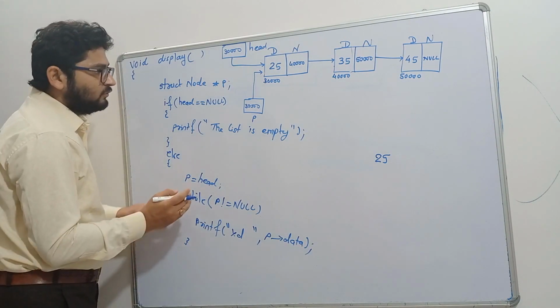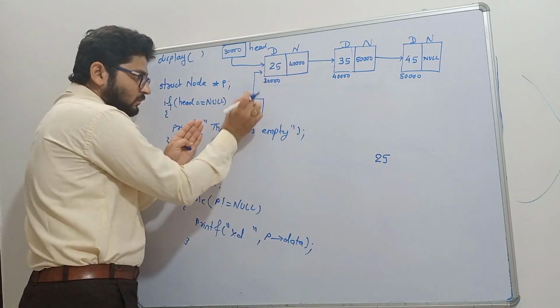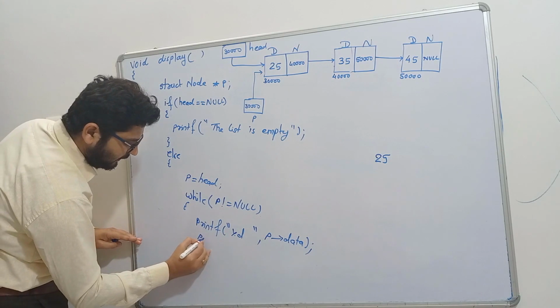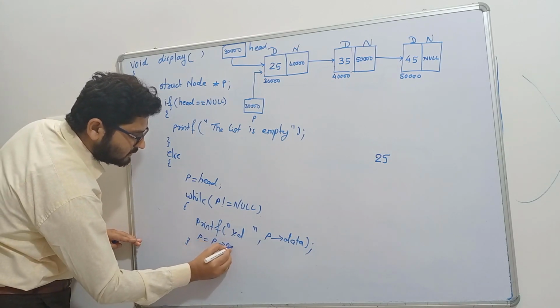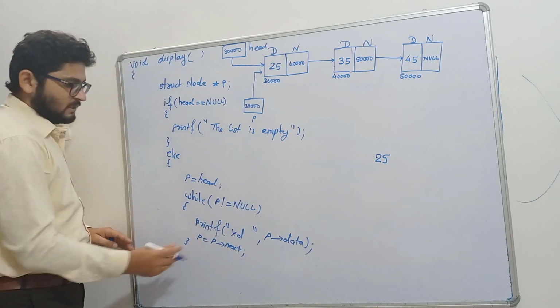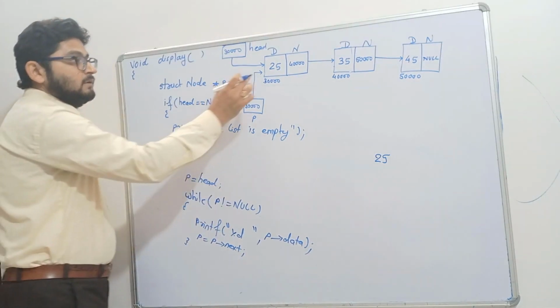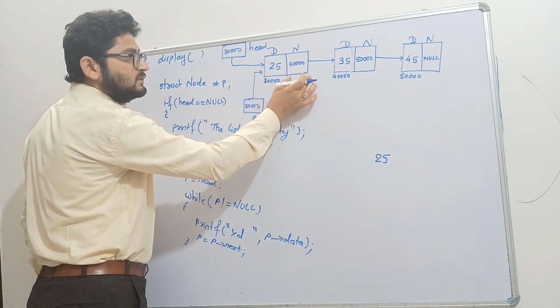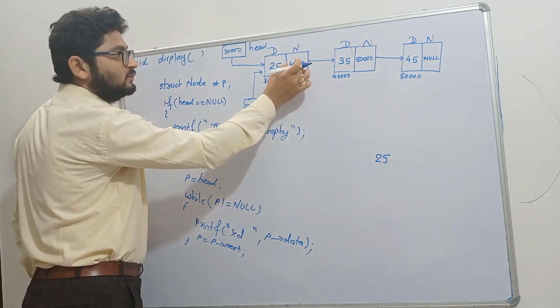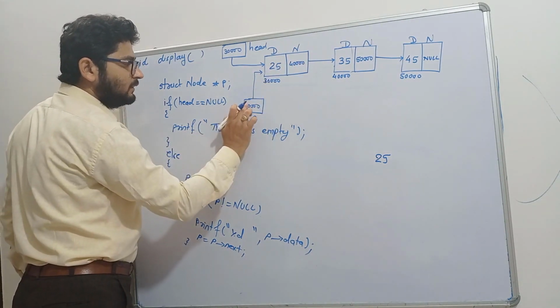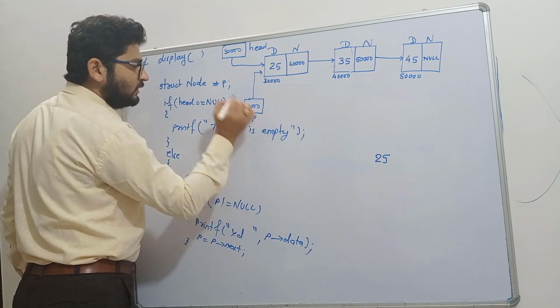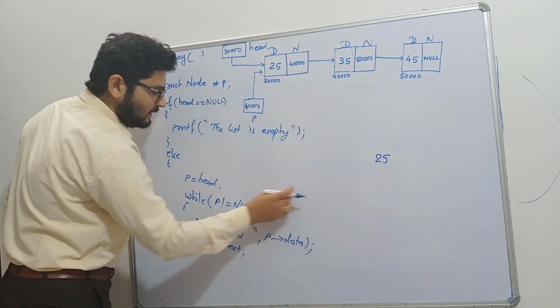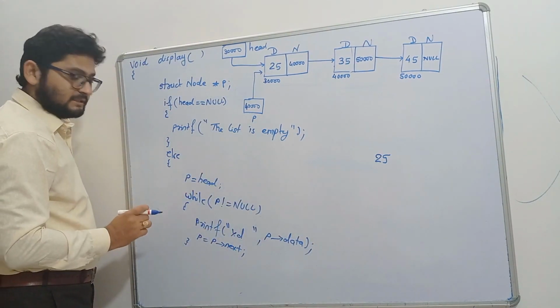And then what are we going to do? We have to just copy this 40,000 over here. So that is nothing but P equal to P arrow next. What is the meaning of P arrow next? The next part of the node to which P is pointing. So the next part of the node to which P is pointing is nothing but this one. So this 40,000 will be copied in this P. So this P will become 40,000. And this will again come over here to check the condition.